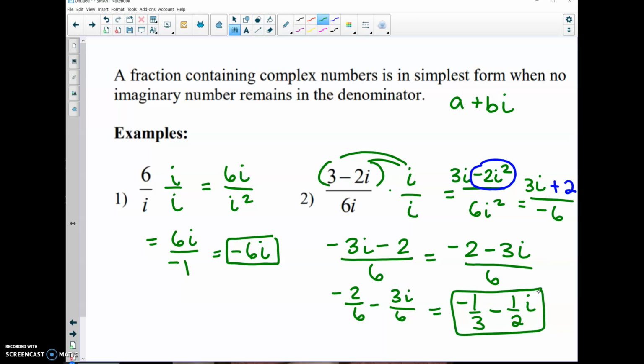So you have to break it up into two fractions for standard form. So in the box, that's the final answer.